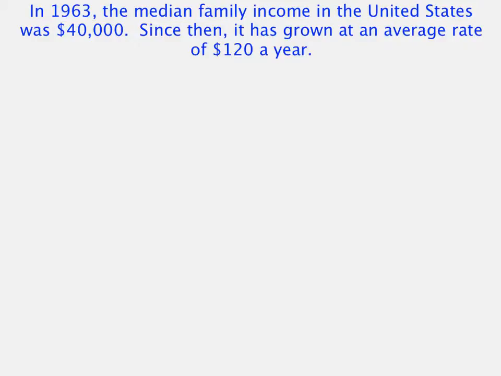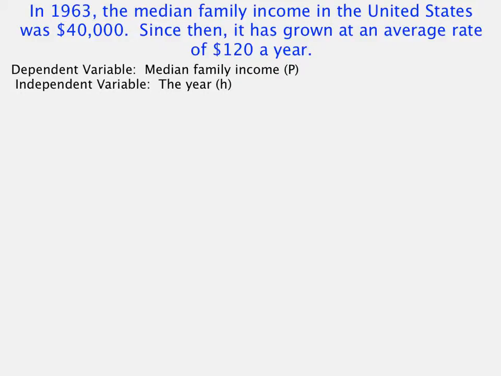Now, first things first, let's define our variables. Let's let our dependent variable be the median family income, just in dollars, and we're going to call that P. And let's let our independent variable be the year, which we'll call H. Now, why don't you try pausing the video, finding an ordered pair, finding a slope, and creating an equation in point-slope form, and when you're done, we'll play the video and reconvene.